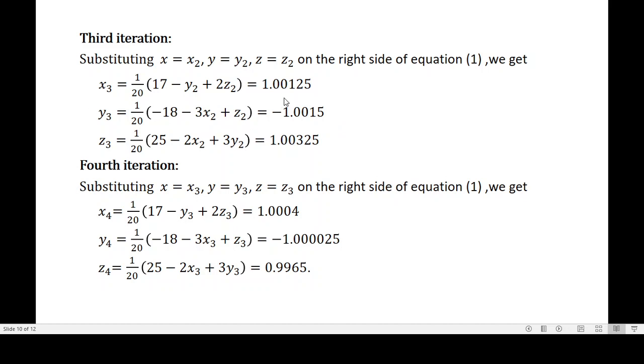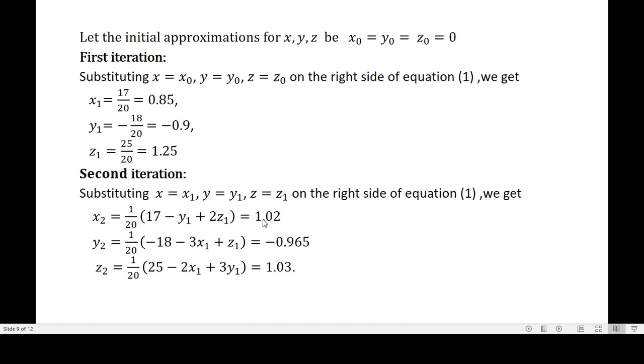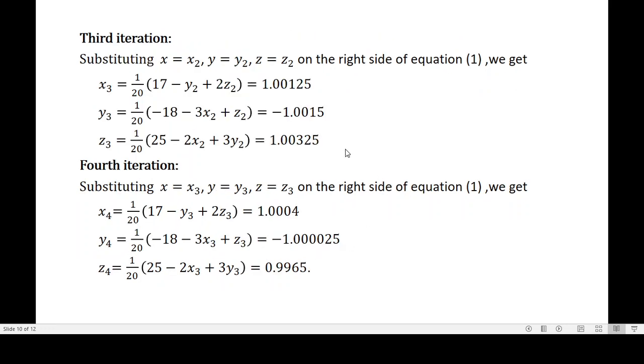Now compare the values. x3 is equal to 1.00125. What is x2? It is 1.02. They are not same, isn't it? y2 is minus 0.965. y3 is minus 1.0015. The values are not same. Therefore, we continue the process.